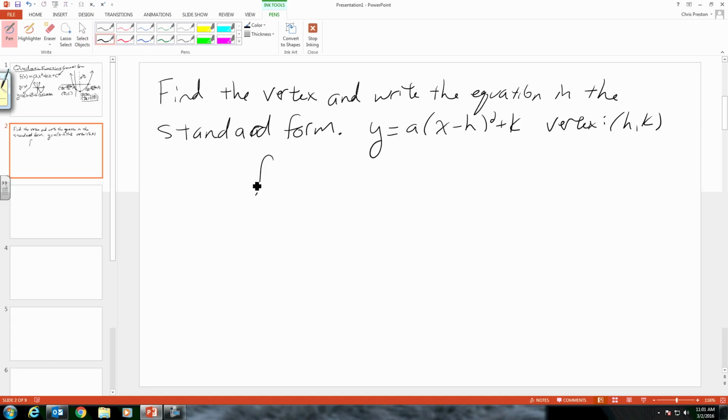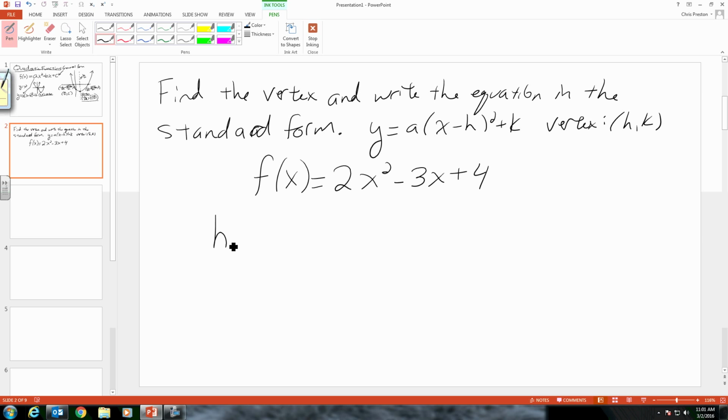So they're going to give us a function. They're going to say f of x equals 2x squared minus 3x plus 4. And they're going to ask us to find the vertex and write it in the standard form. There are some ways you can find the vertex and write it in the standard form at the same time, completing the square and stuff, and I'm not really going to go over that. I'm going to use the hk information.